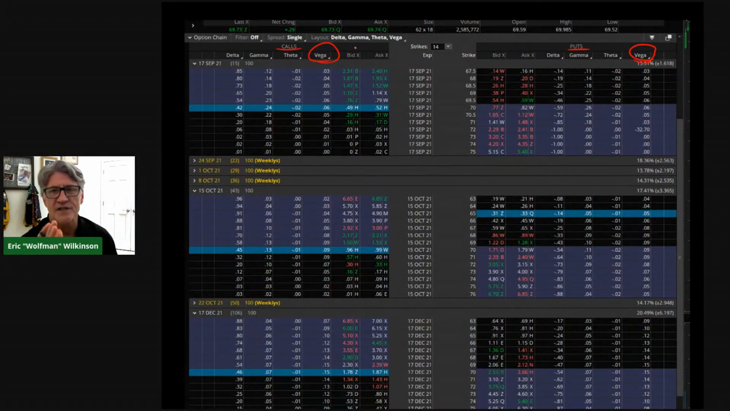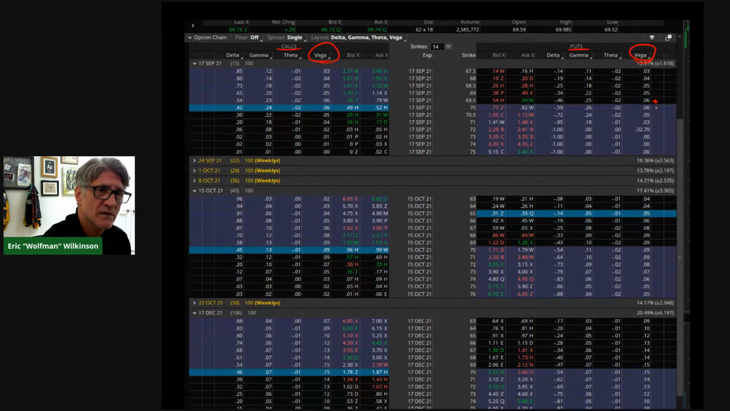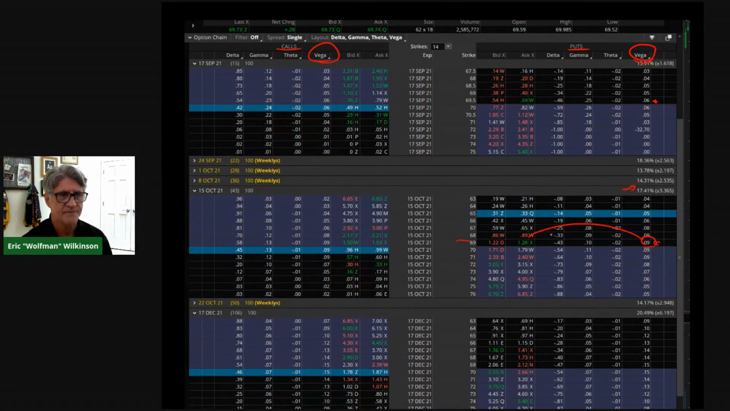Now, what Vega tells us is for every percentage point increase, our premiums will increase by the corresponding coefficient there. So if XYZ, let's go to here, goes from 17 to 18, basically I would see these premiums increase on the 69 strike by 9 cents. 1 percentage point increase, 9 cents goes in there, okay?